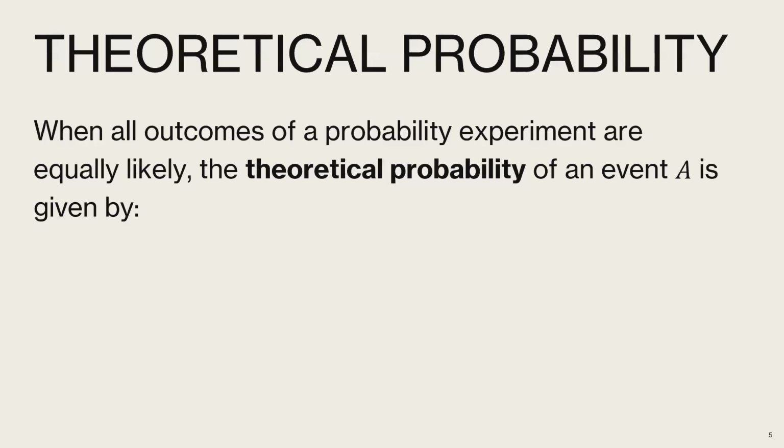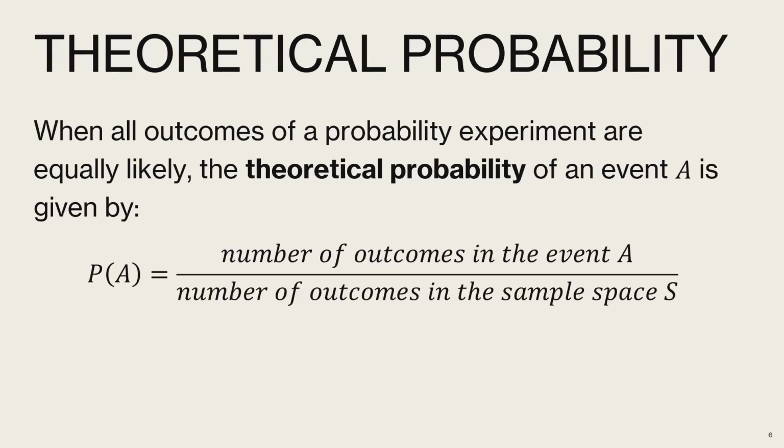With that, we can have the theoretical probability. When all of the outcomes of an experiment are equally likely, then the theoretical probability of an event is given by this formula. P of A stands for the probability of event A, and that formula is the number of outcomes that exist in event A divided by the number of outcomes in the sample space as a whole.